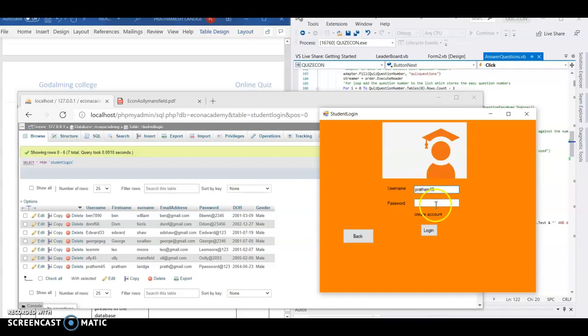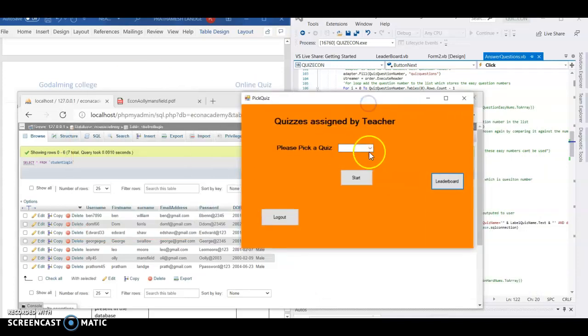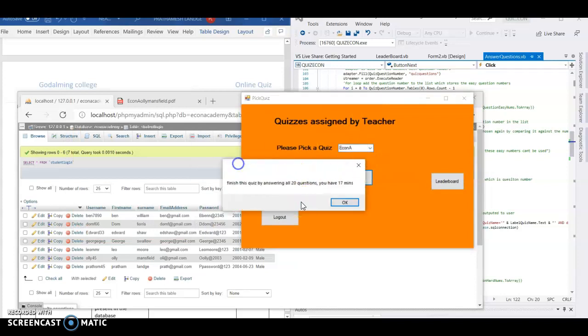45. Oops, I should have copied and pasted it, but anyway. Alright, pick one, let's just enter a name.